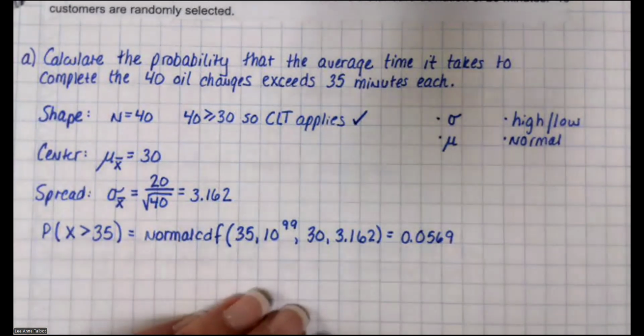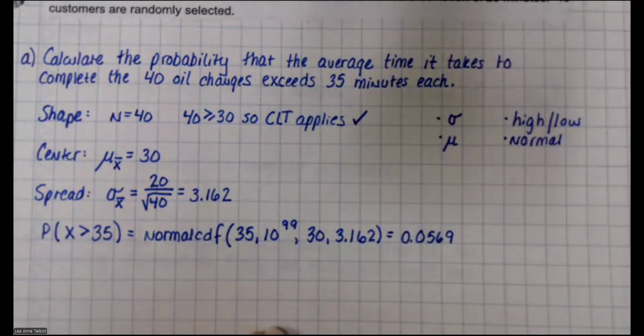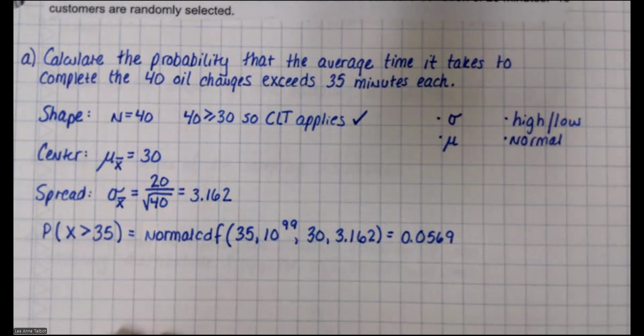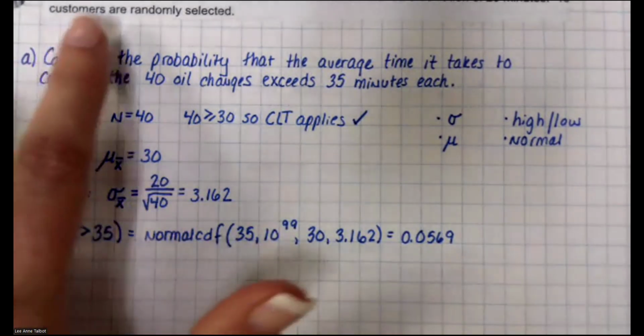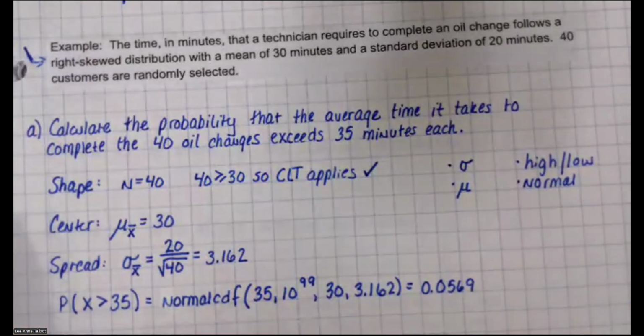Okay, there's one more part and then we're done. Do you guys have any questions about this? Okay. So you believe me that it's normal even though it says right skewed? Because it's not talking about the same graph, right? Okay, last thing.